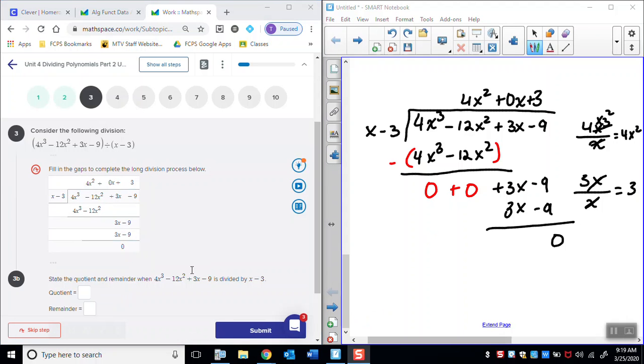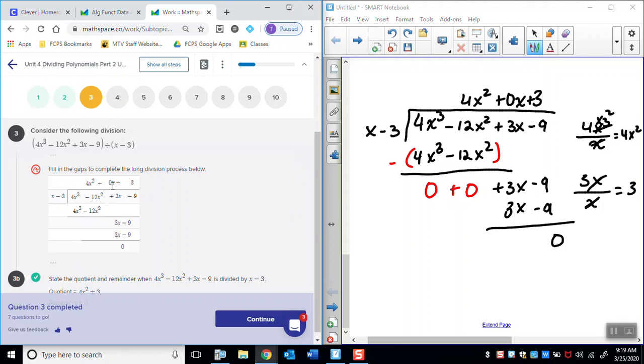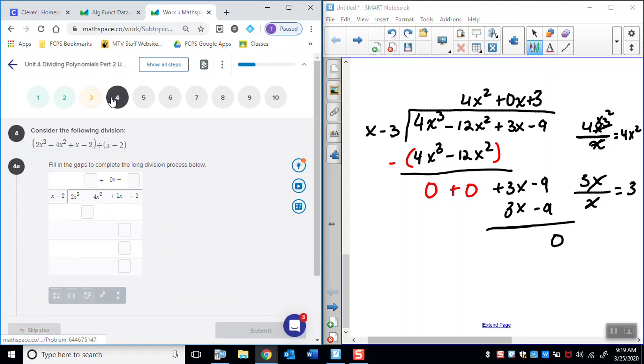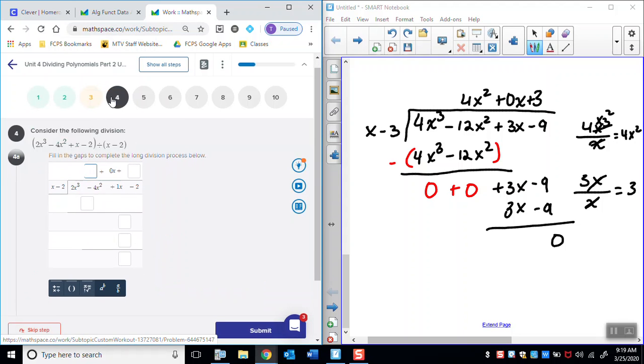Alright, and then so my quotient is 4x squared plus 3. I don't have to write the 0x, with a remainder of 0. Okay. Alright, number 4. Same type of problem. I'm not gonna write this out. I'm just gonna try to do this because they filled in all the parts here, so we can just fill in the gaps.